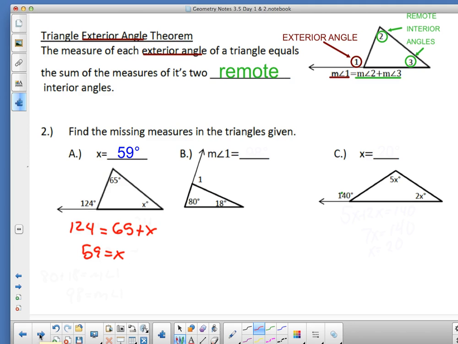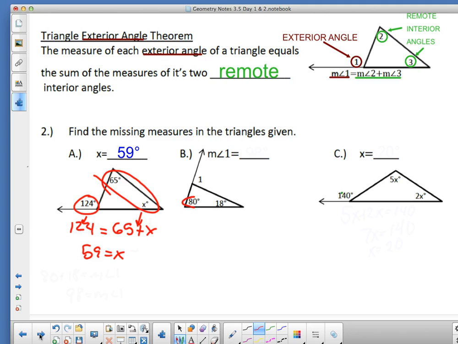Now, some folks are like, oh, okay, that's fine. But keep in mind, the remote interiors add together to equal the exterior angle. That's what I'm using. It's the triangle exterior angle theorem.